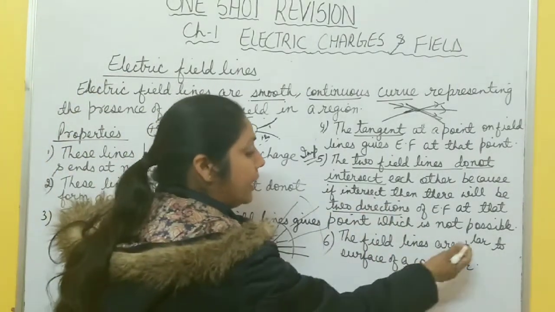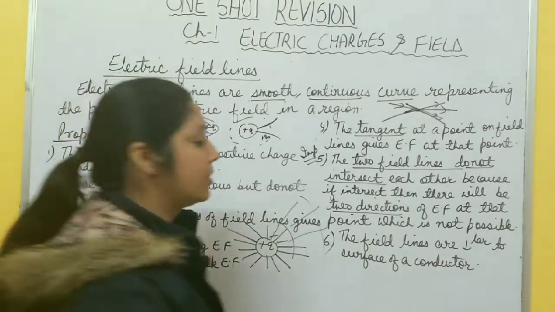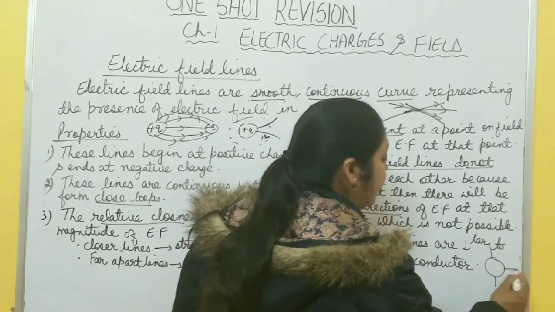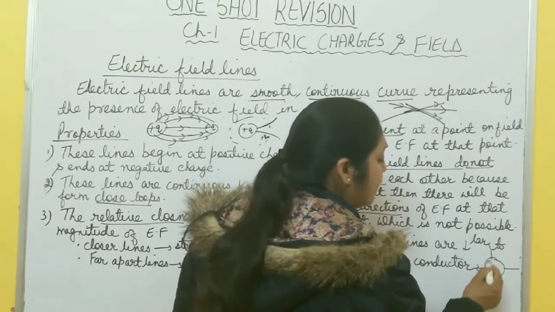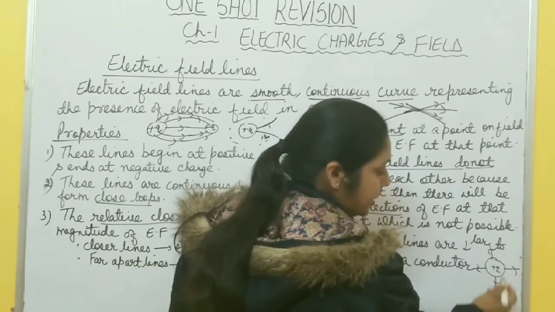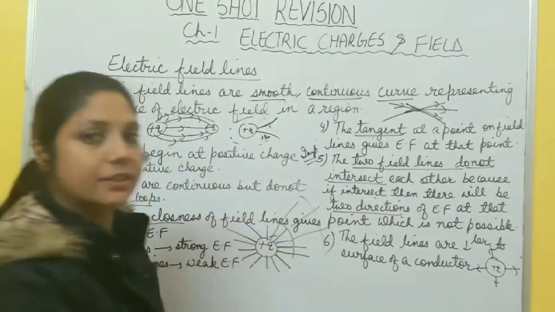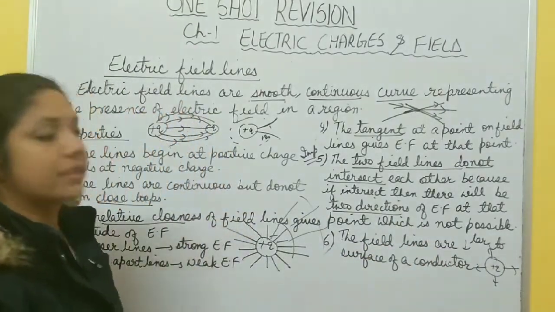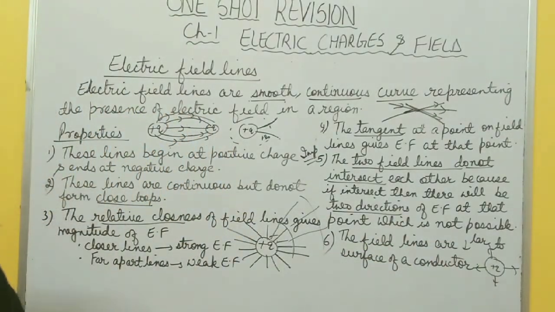Last one, the field lines are perpendicular to the surface of a conductor. Suppose this is a conductor, then field lines are always perpendicular to this surface of conductor, right? If it is positive charge, away from the charge. If it is negative charge, towards the charge, radially inward. But the field lines are always perpendicular to the surface of a conductor, right?